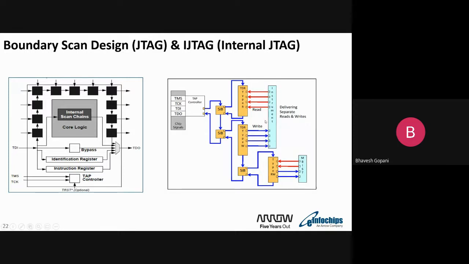So if an IP is changed, let's say there is an update in the IP, they can easily remove the IP and put in the new IP. It has similar TDRs only. So it's very easy to access through IJTAG, internal JTAG.